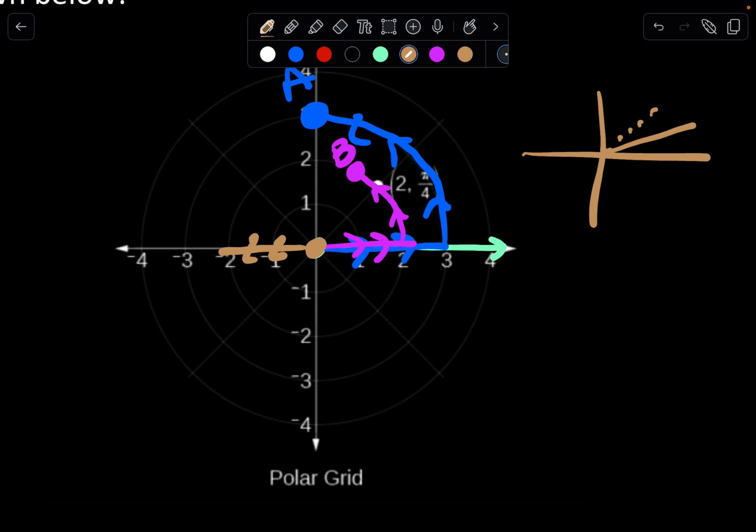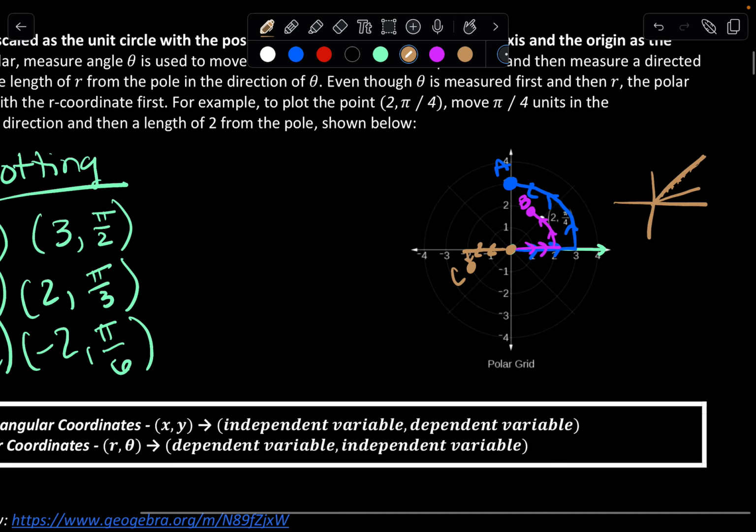And then if this is pi over 4, which is what we see on the grid, it's just going to be a little bit before that. So I am going to open up in the counterclockwise direction, which means my point will be here. So that is my point C. So be careful when plotting these. If it's a positive angle, you will open counterclockwise.